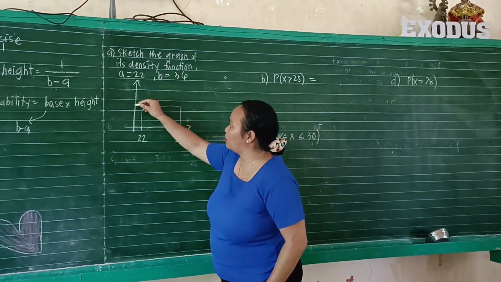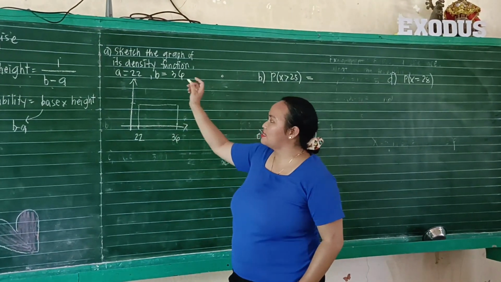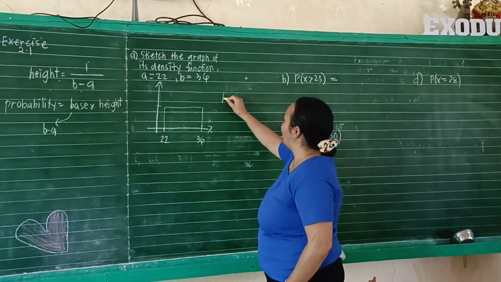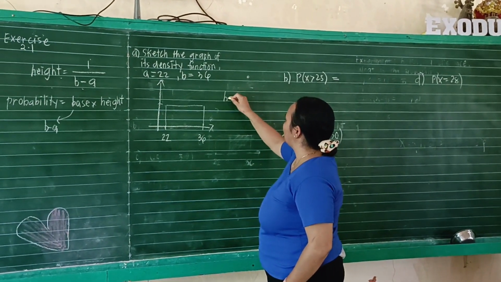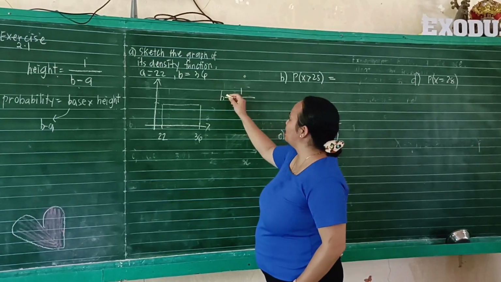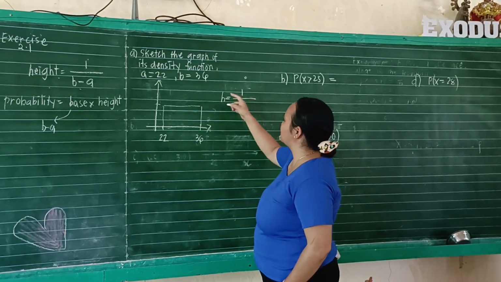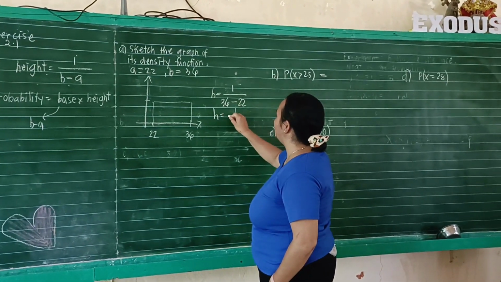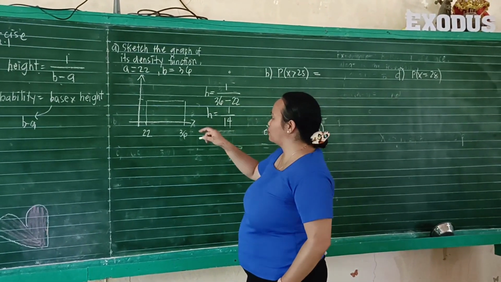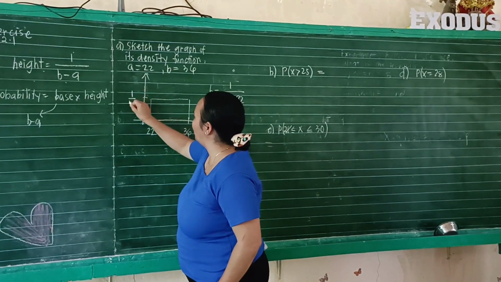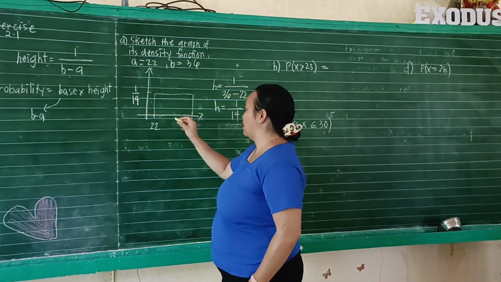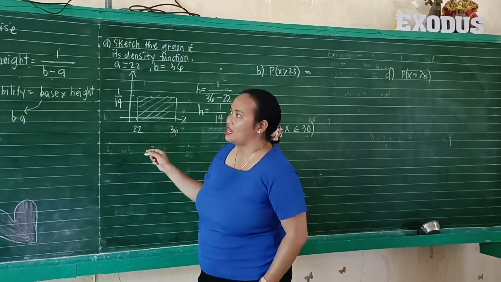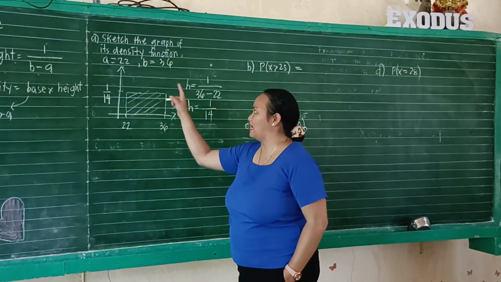So, saan ito pagkuha siya height? That is height equals 1 over b minus a. So, height equals 1 over 36 minus 22 is 1 over 14. So, this is now 1 over 14. So, the graph of the number of jumping jacks in example 1 is kanisiya.